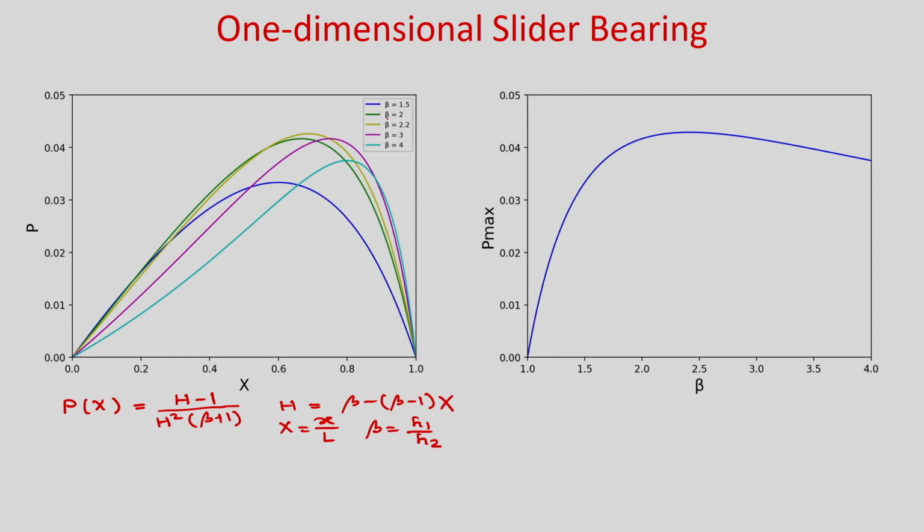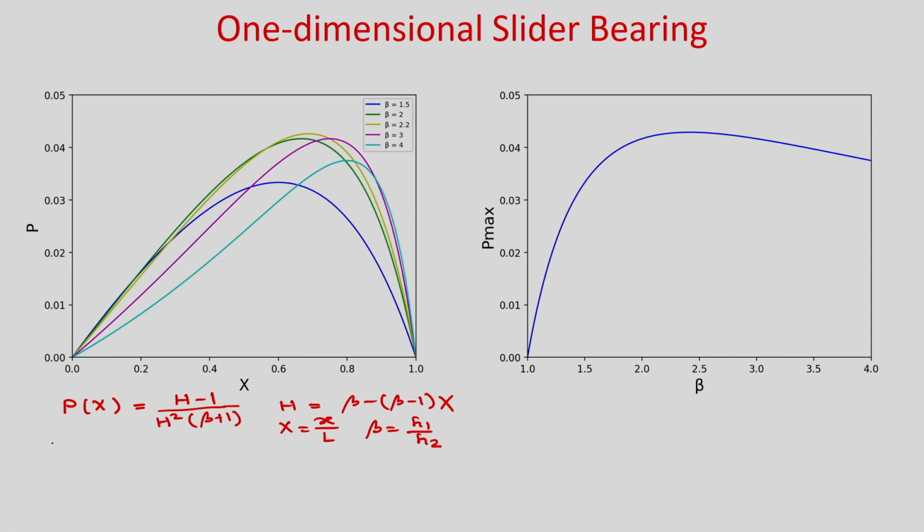Okay. As you increase beta, you can see the peak increases, and at beta equal to 2.2, on this line you can see that there will be a maximum P. After that, if you increase beta, the peak decreases. You can see for beta equal to 3 and beta equal to 4, this peak decreases. Now, we find at what beta this becomes maximum.